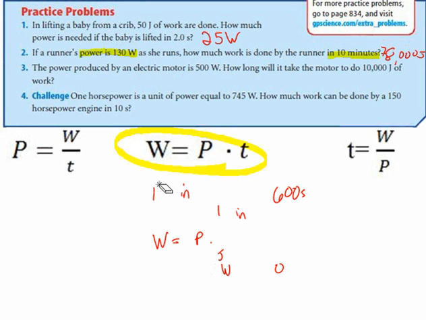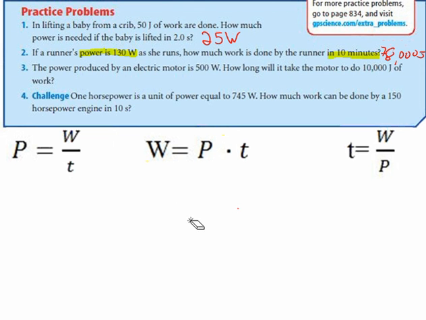It says the power produced by an electric motor is 500 watts. How long will it take for the motor to do 10,000 joules of work? So we've got the power, 500 watts, and we've got the amount of work being done, 10,000 joules. What we don't know is how long it will take, which is a question of time.